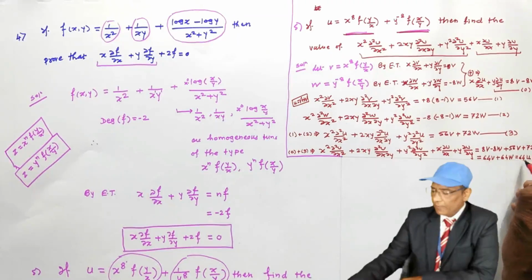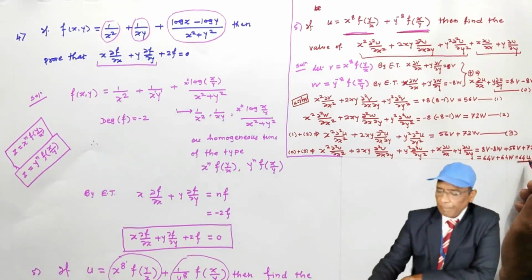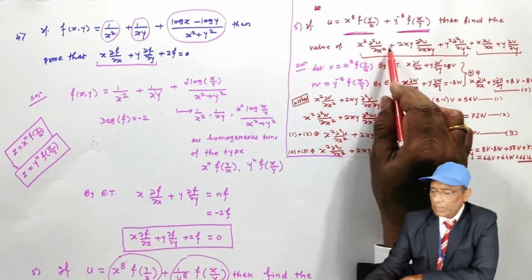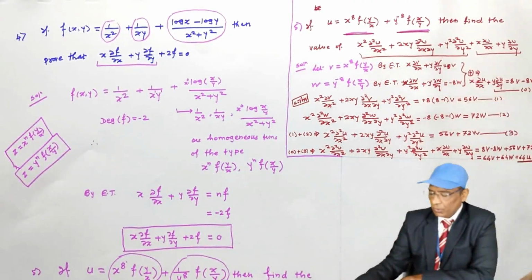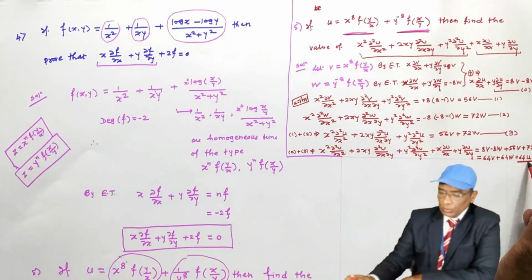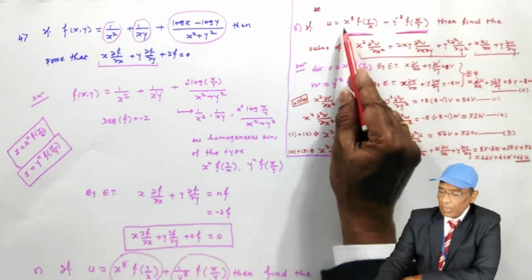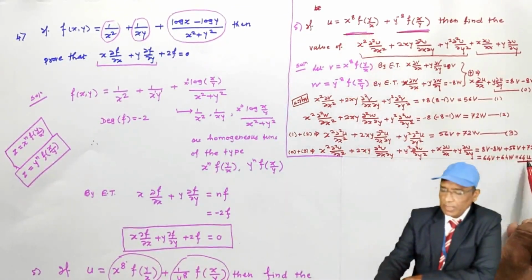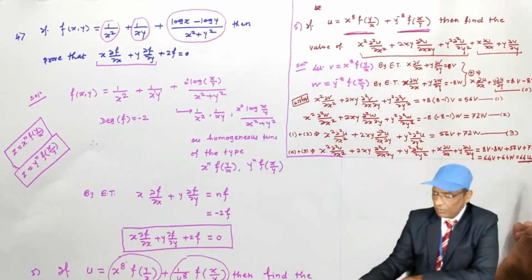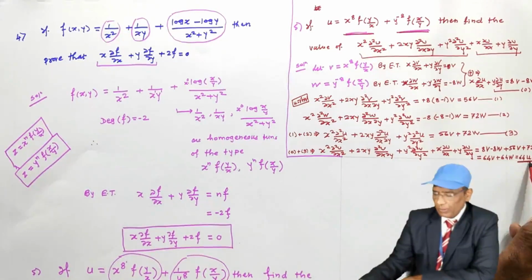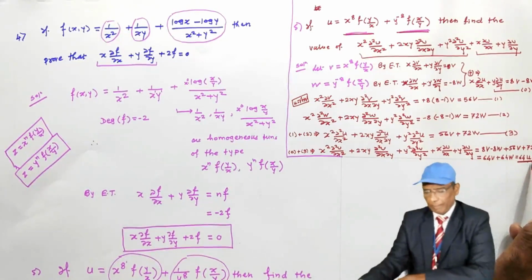In this way, we solve this problem. The value of this whole thing is 64u. And what is u? u is x to the power 8 f of y by x. You can put the value of u here. If you don't put it, it is also okay.